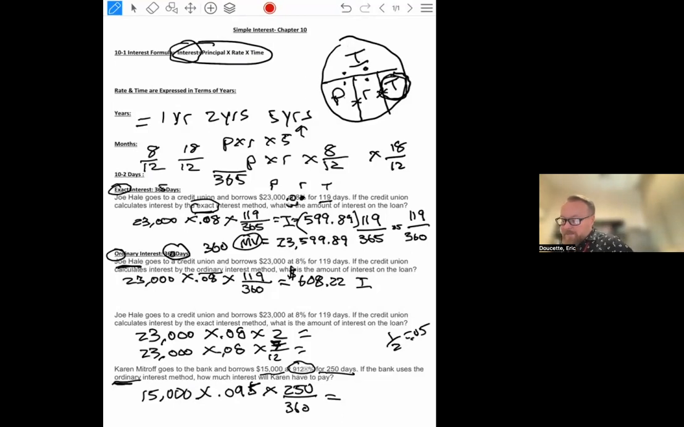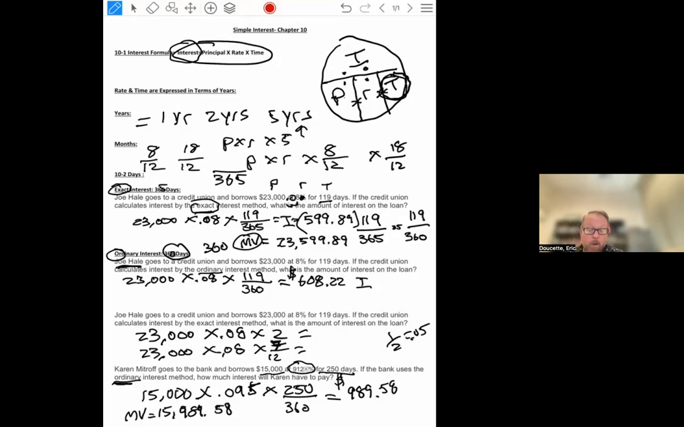I did the math. 15,000 times 0.095 times 250 divided by 360 comes out to $989.58. So I'm going to pay on that loan at that high interest rate an additional $989.58 over 250 days. So again, what is my maturity value of that loan? It's $15,989.58. So that's adding the interest in. That's now my maturity value of that particular loan.